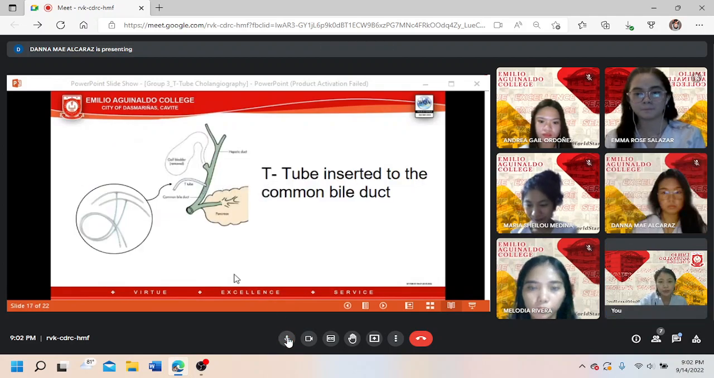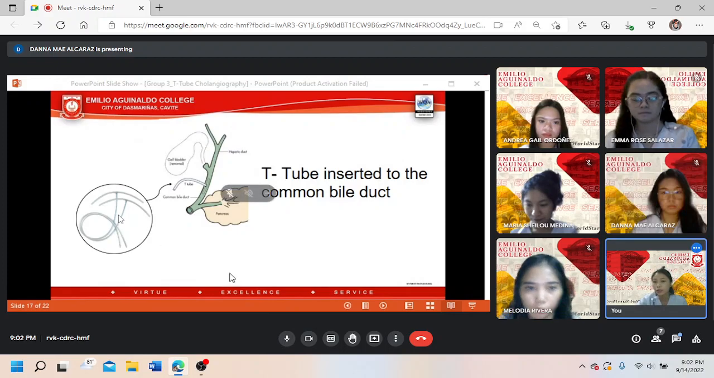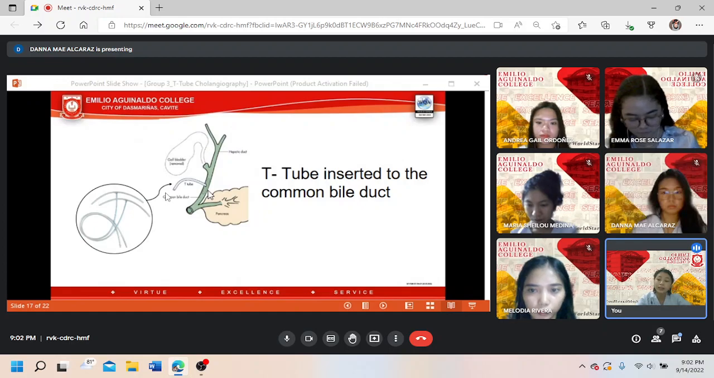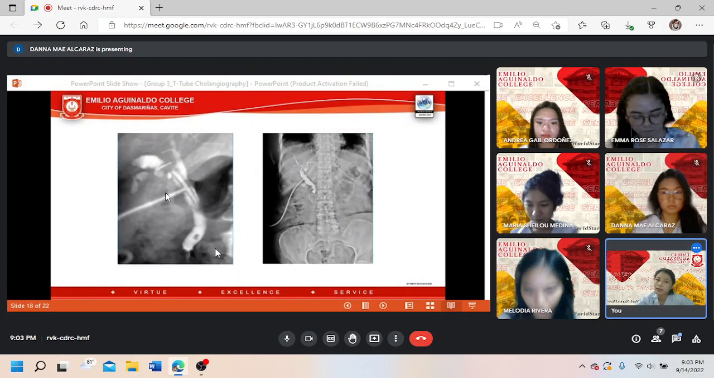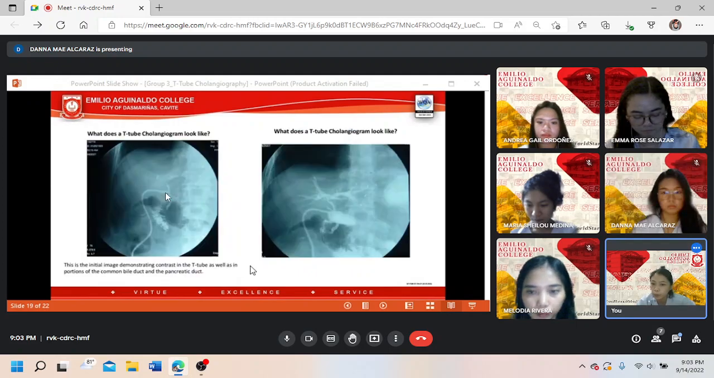Tube inserted to the common bile duct. So, dito, pinapakita dito sa picture na to, ito yung tube. And then, yan pala yung position niya kapag i-insert na yung tube sa patient. And then, ito yung mga example na nasa loob na yung tube. Ayan, ayan siya. Ganyan yung itsura.